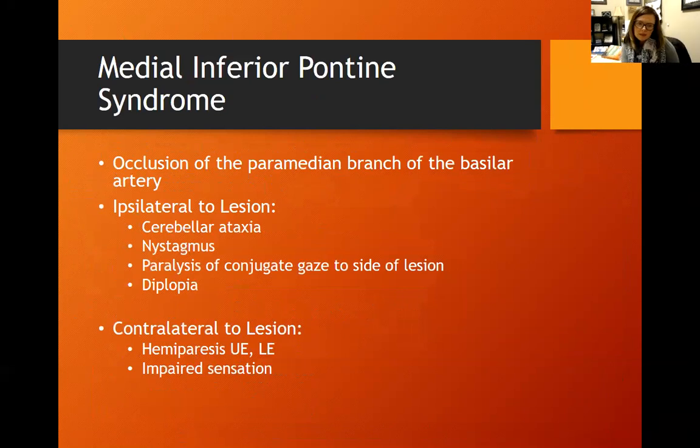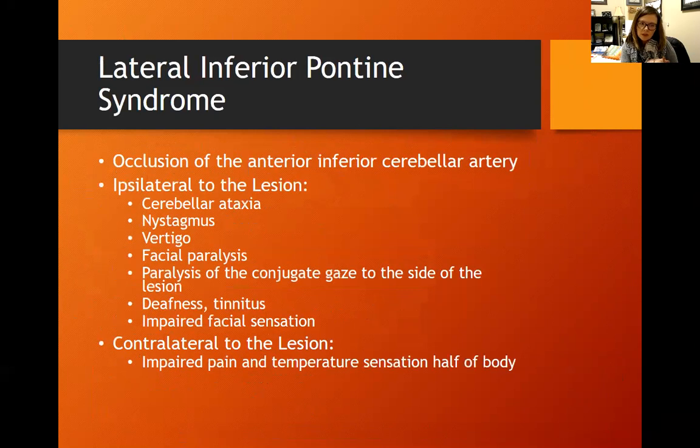Medial inferior pontine syndrome is, look at this again, ataxia, nystagmus, conjugate gaze to the same side of the lesion, and double vision. Diplopia means double vision. Contralateral hemiparesis, impaired sensation. Lateral inferior occlusion of the anterior inferior cerebellar artery: look here, ipsilateral ataxia, nystagmus, vertigo, facial paralysis, deafness, impaired facial sensation, and contralateral impaired pain and temperature.